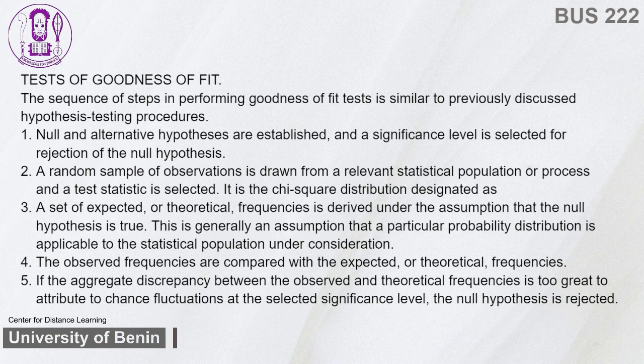4. The observed frequencies are compared with the expected, or theoretical, frequencies. 5. If the aggregate discrepancy between the observed and theoretical frequencies is too great to attribute to chance fluctuations at the selected significance level, the null hypothesis is rejected.